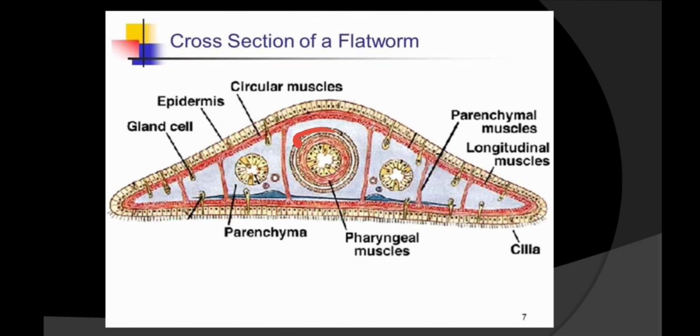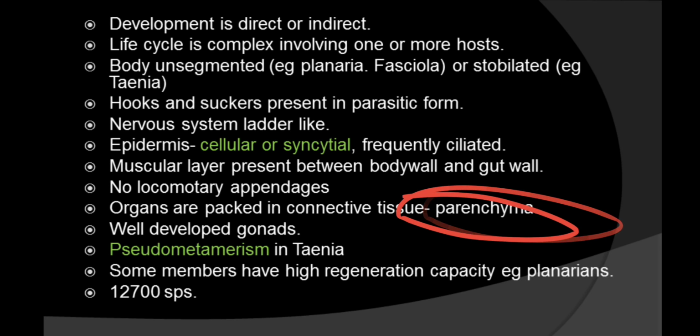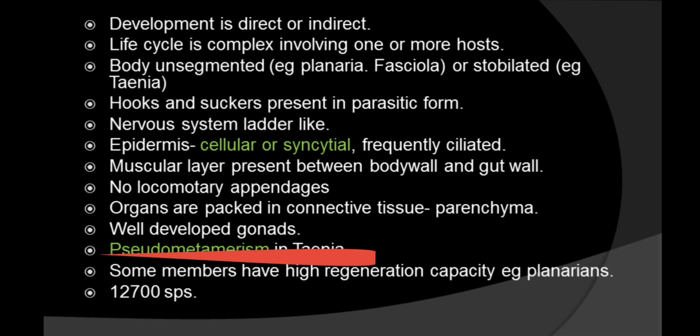These all are the parenchyma tissue. Whatever you see in blue color is parenchyma tissue, where the organs are packed. Don't be confused with the parenchyma tissue present in plants. These are the parenchyma tissue present in platyhelminthes. Then we have no locomotory appendages in these organisms. Locomotory organs are absent. They move through their body. All the organs are packed in a connective tissue called the parenchyma. Pseudometamerism you have seen in the Taenia, and they have well developed gonads.